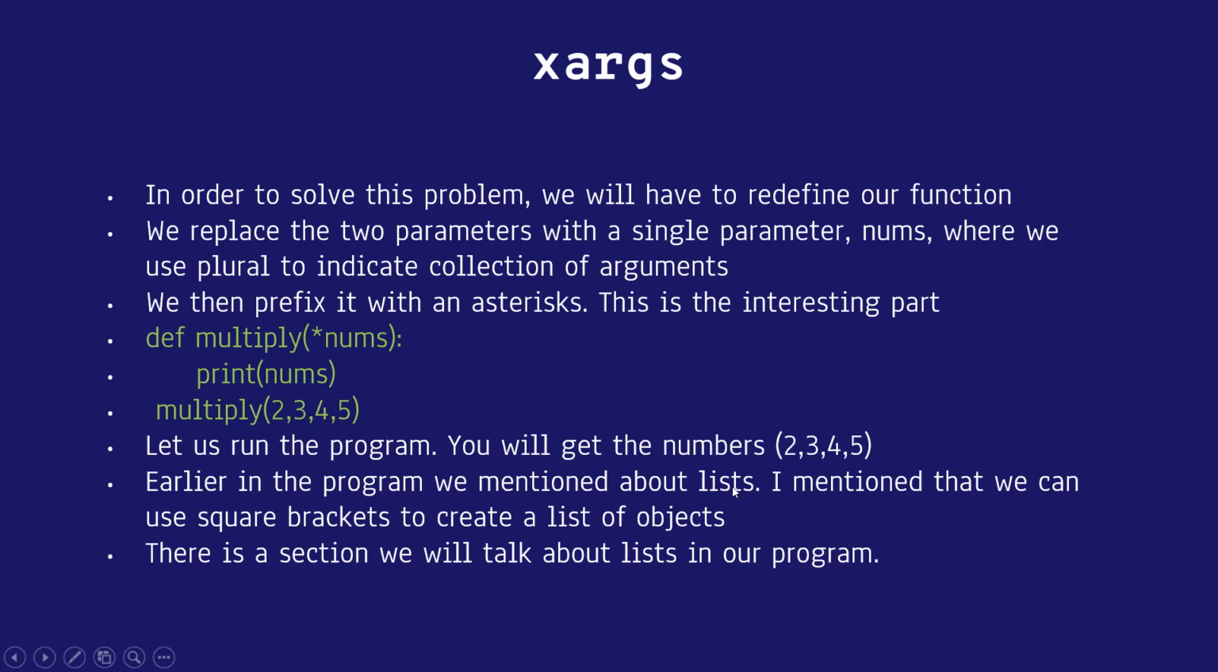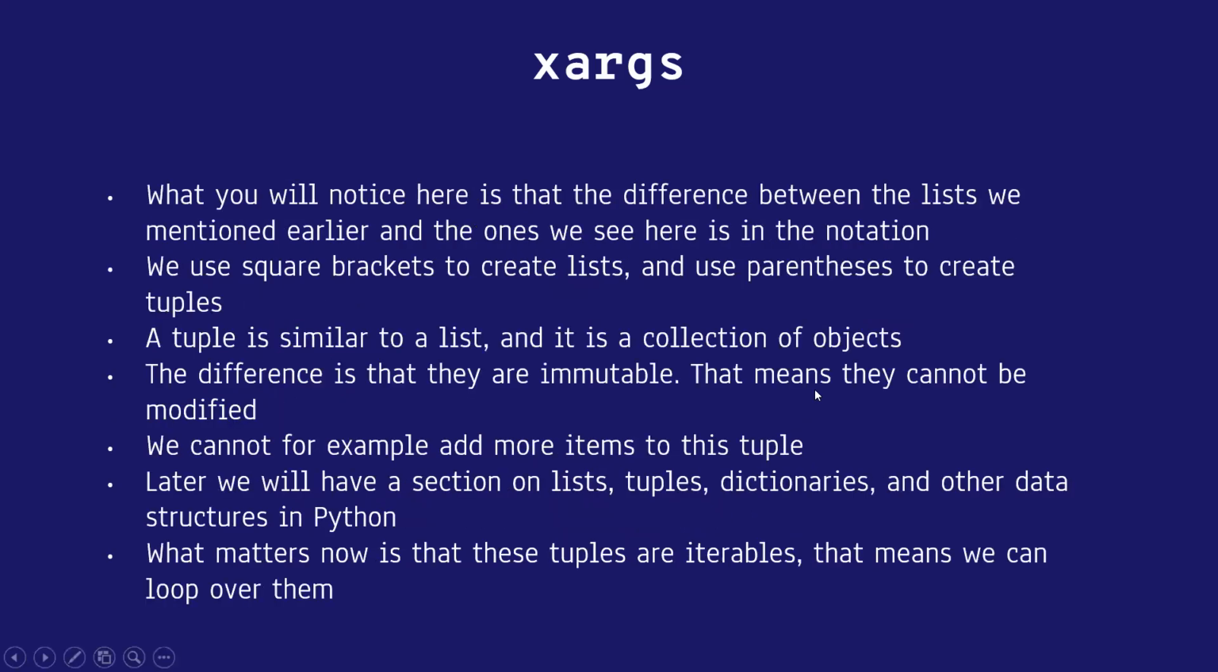Earlier in the program, we mentioned lists. I mentioned that we can use square brackets to create a list of objects. There is a section where we will talk about lists in our program. What you will notice here is that the difference between the lists we mentioned earlier and the ones we see here is in the notation. We use square brackets to create lists, and we use parentheses to create tuples. A tuple is similar to a list, and it is a collection of objects.